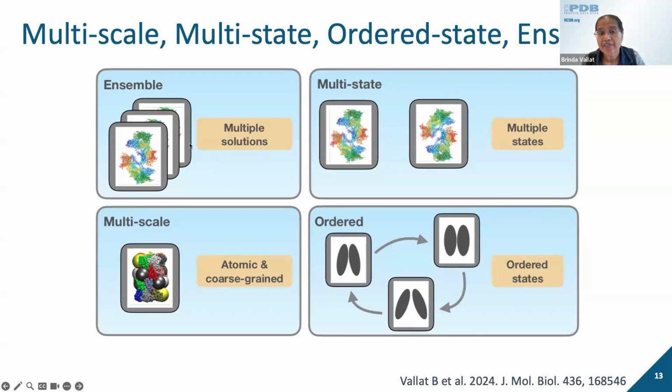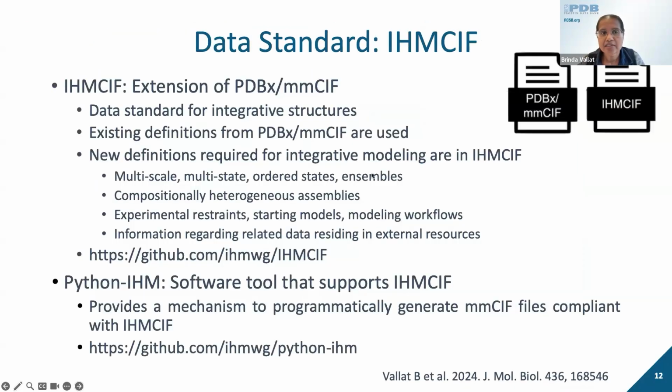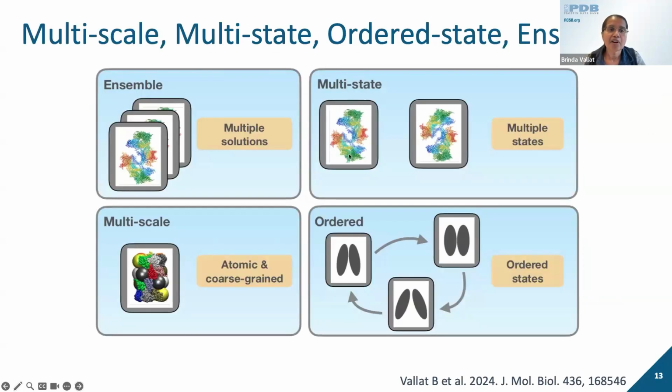In addition, we can have any combination of these four features in an integrative model. For instance, you can have a multi-state model that has both atomic and coarse-grained representations. So these are not mutually exclusive. As recommended by the task force, we've adopted a flexible model representation that can handle multi-scale, multi-state ordered ensembles. The reason this is important is this is how we represent integrative structures in the PDB archive, and knowing this will help you explore these structures on rcsb.org.